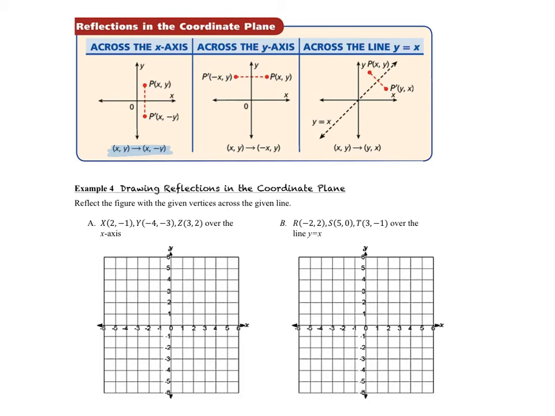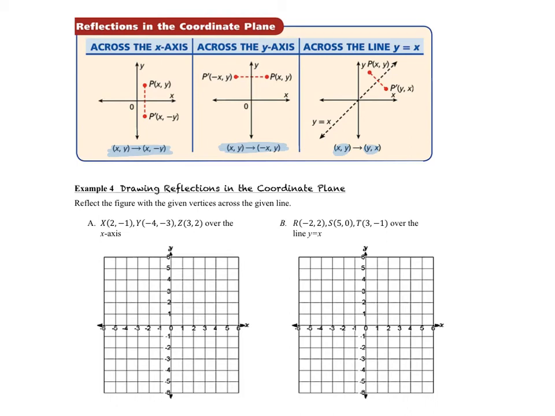Okay, and then across the y-axis, the y stays the same, but you're flipping left or right, so the x value will be positive or negative. And then across the line y equals x, you're actually just switching the order. x, y becomes y comma x. So if you had 1 comma 2, it would become 2 comma 1.